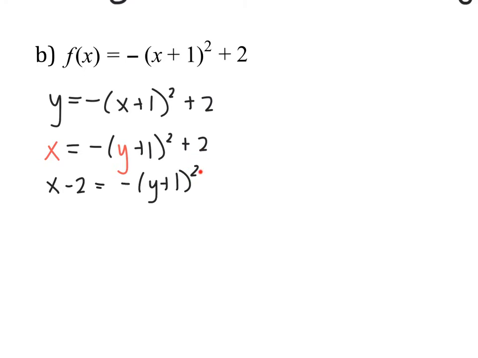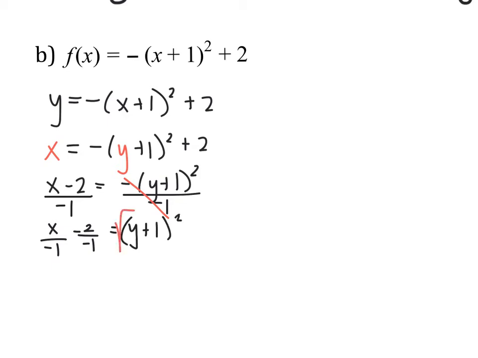Before I can square root both sides, because if I were to square root it here, I'd have to square root -1, and I don't want to do that. So I'm going to first get rid of that -1 by dividing by -1 on both sides. So we're dividing by -1 on both sides, and we're left with, on the left side, I can break up that -1 like we did before. That equals y plus 1 all squared. And now I can get rid of that squared by square rooting both sides.